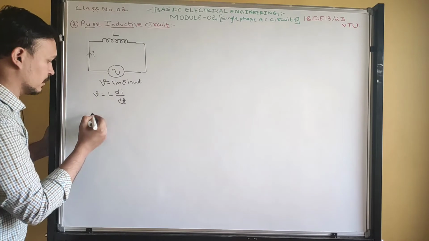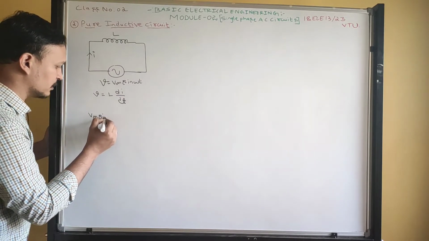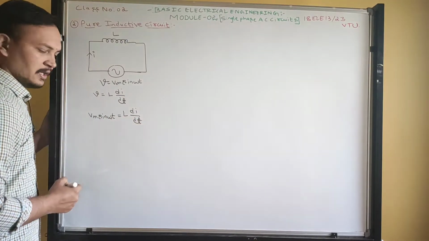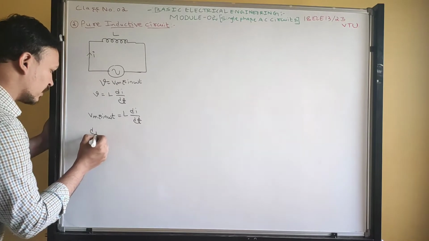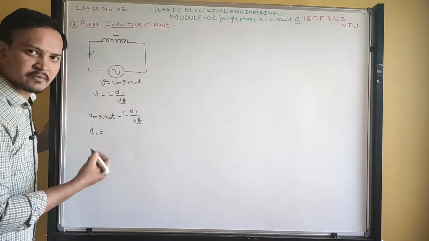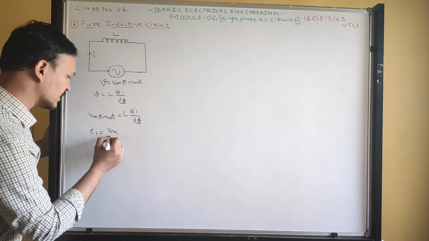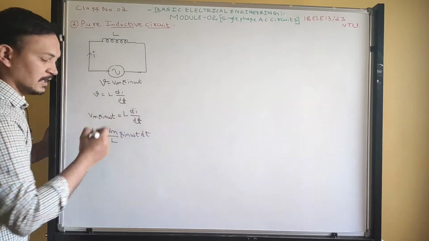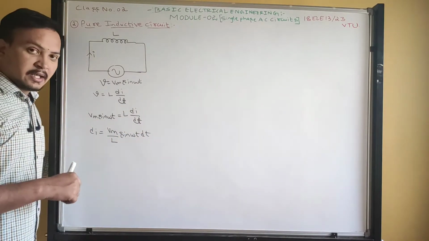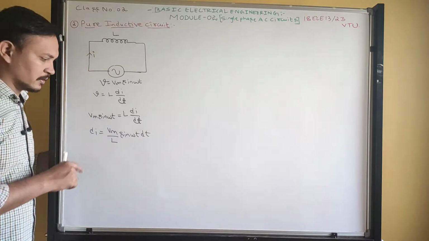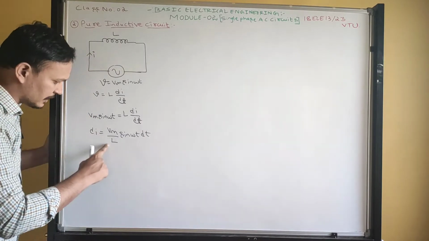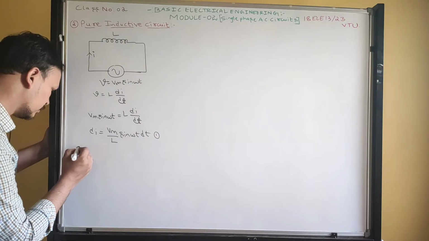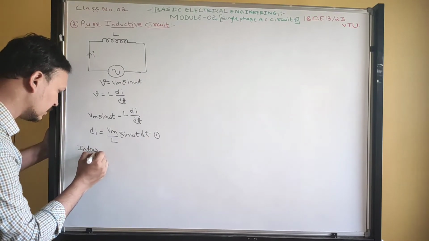Now substitute this V here. What is V? Vm sin omega t is equal to L into di by dt. Now you write the equation for di. So di can be written as Vm by L into sin omega t into dt. Now what I need is the current flowing through the inductor. Therefore integrate this equation on both sides. I am taking this as equation number 1, so integrate equation 1 on both sides.